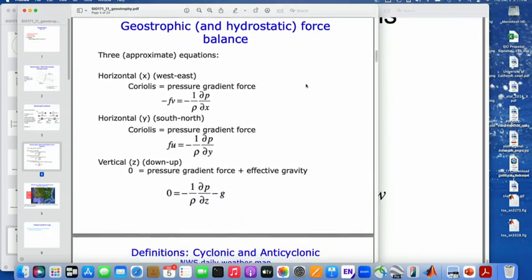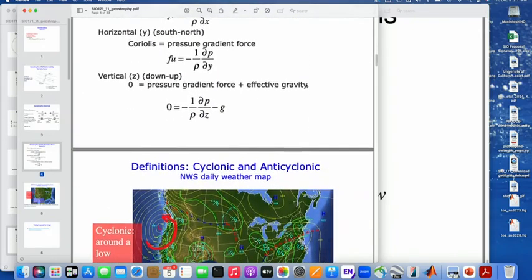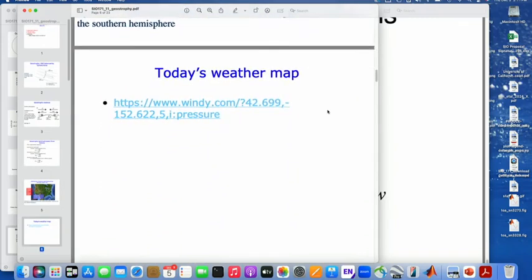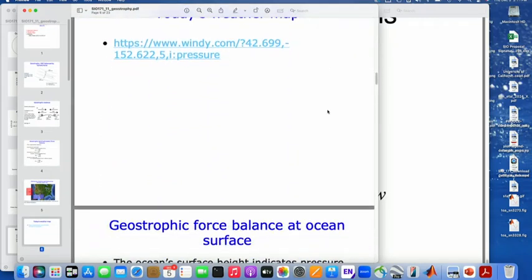All right, so here are the equations. We just talked about them. We talked about reading weather maps. So I think it would be fair game for me to give you a weather map and ask you to tell me what direction things are going based on what you see in the weather map.